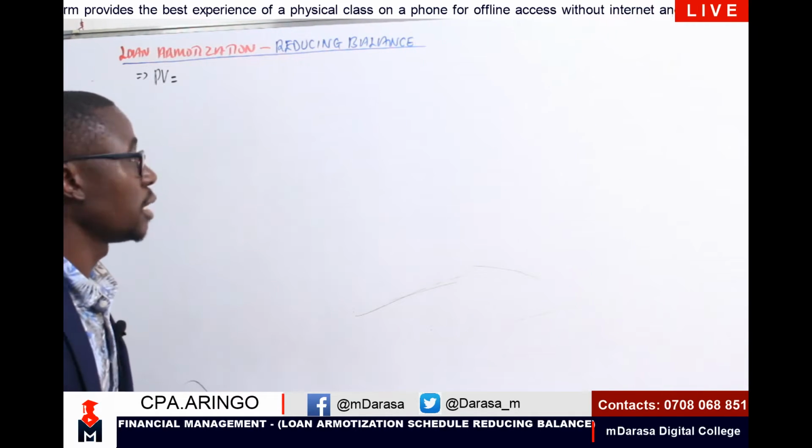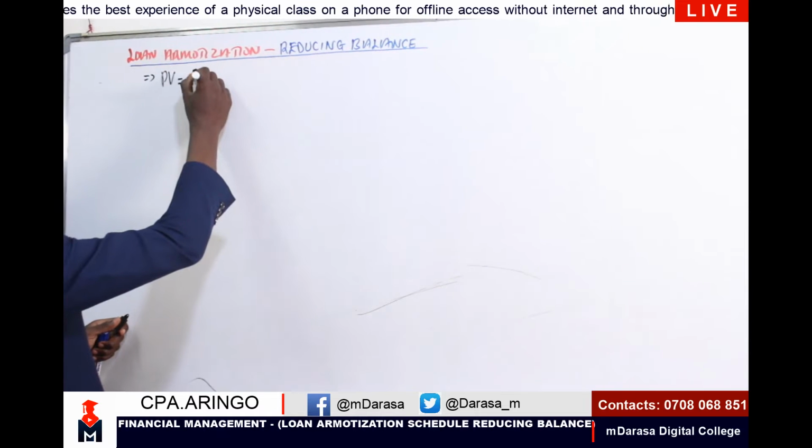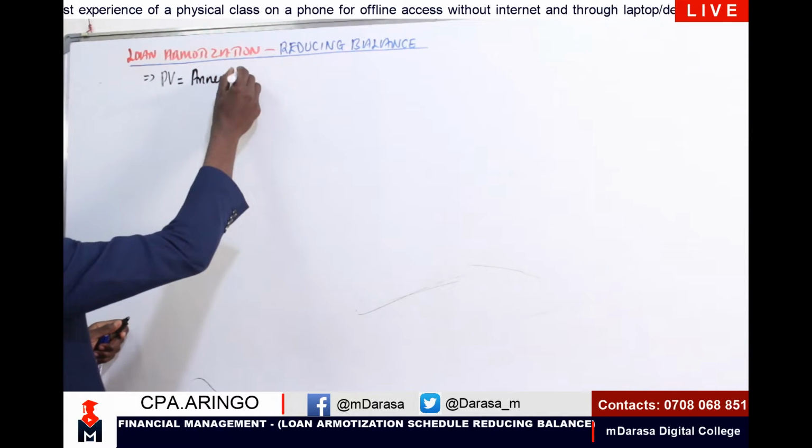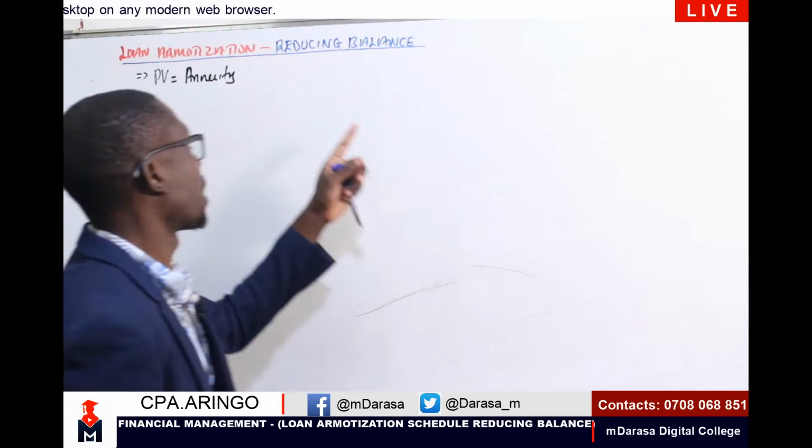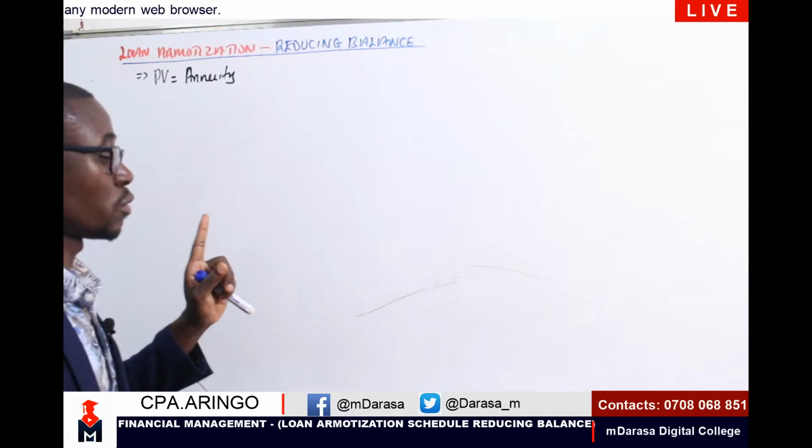And specifically, we'll be talking of annuity. Why? Because when we are looking at a loan amortization, I'll be looking at a constant periodic payment throughout the period, which we normally refer to as installment. So I'm looking at a constant, equal periodic payment over a given period of time. That's the concept of annuity.